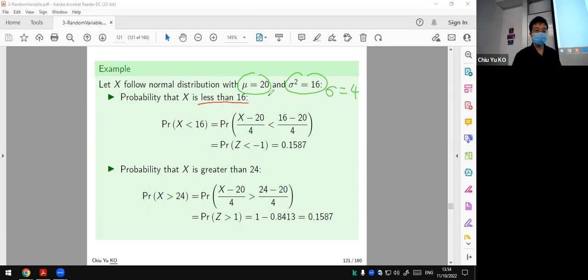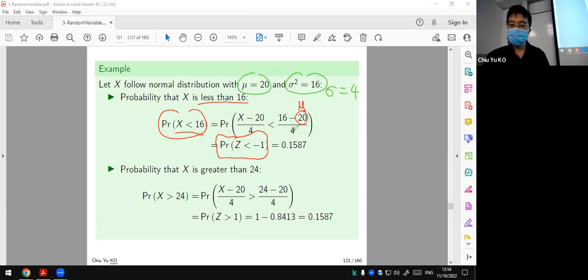So the question is asking, what is the probability of X less than 16? So basically it asks the probability of being 1 standard deviation below the mean. So you need to convert this to what we call the standardized normal. How do we do that? You subtract the mean mu over the sigma, and then it becomes Z. So that's 16 minus 20 over 4.